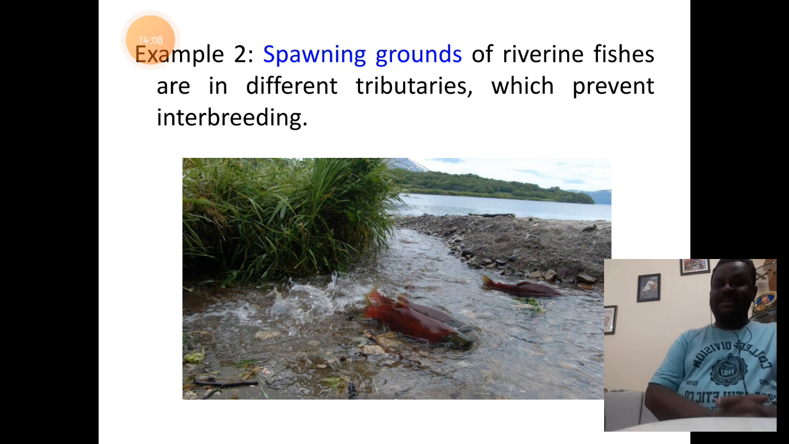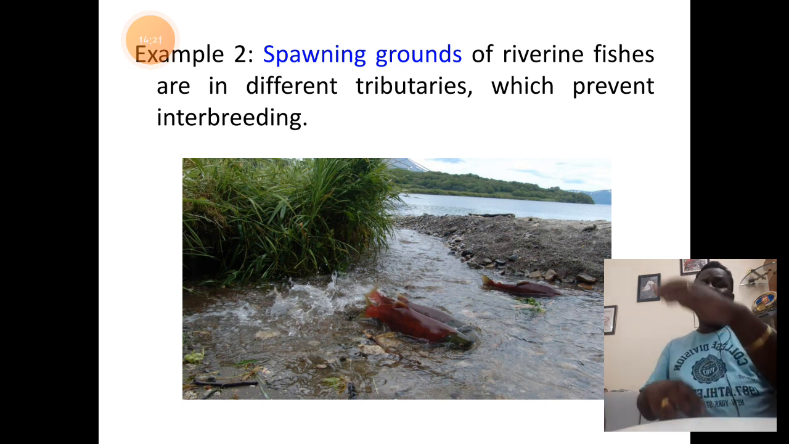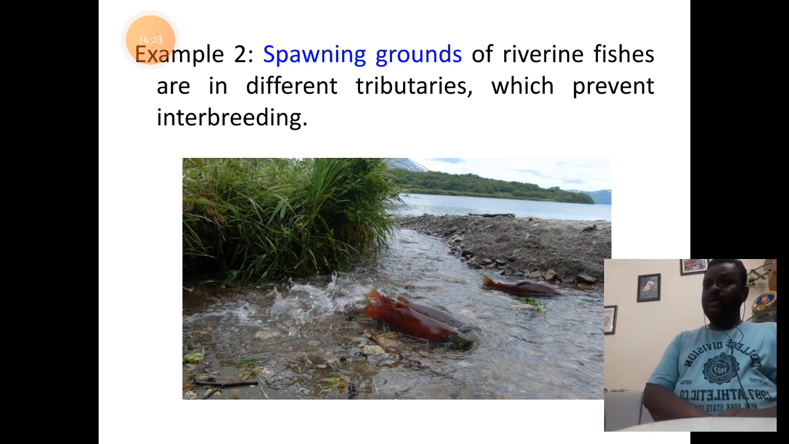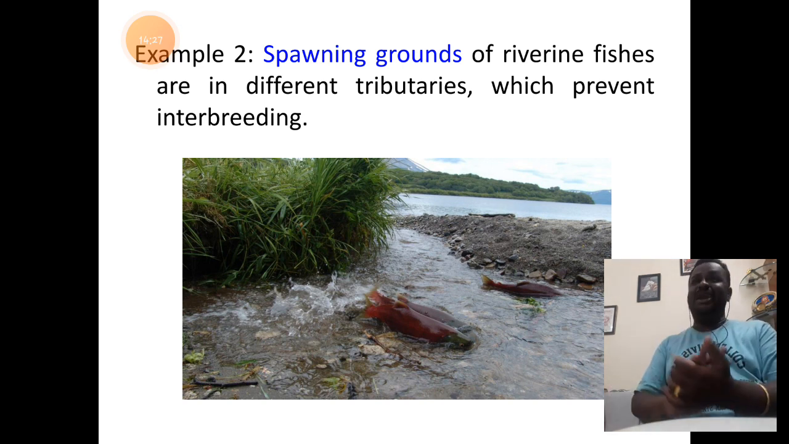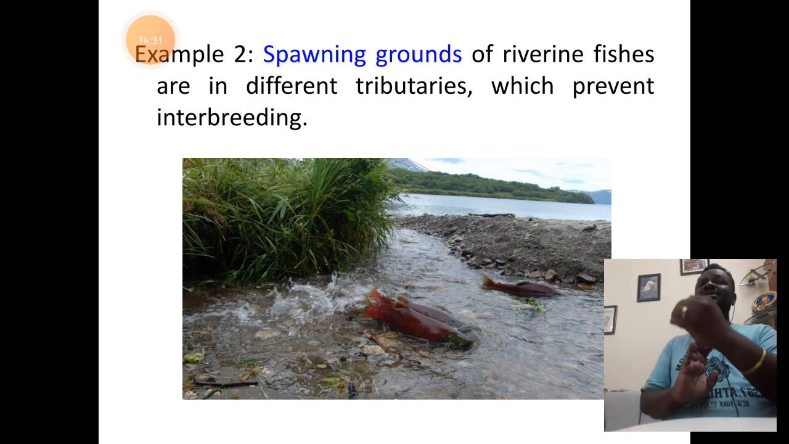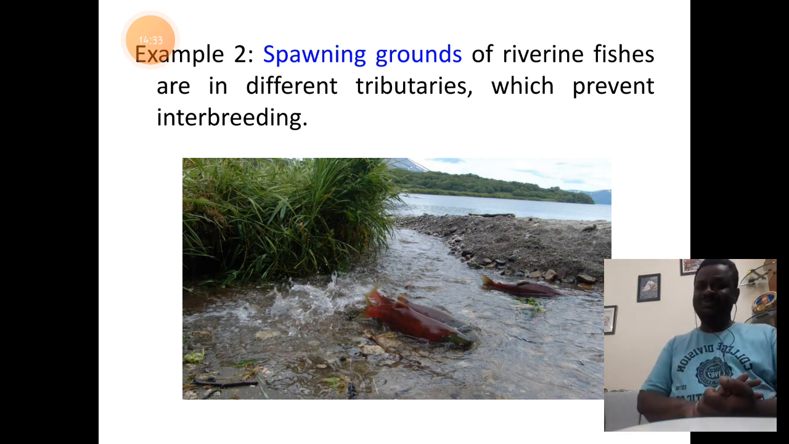Second example is spawning grounds of riverine fishes. Many fishes or fish varieties, during the process of breeding, move to the banks of the rivers. When they move to the banks of the river for the process of mating, they do not mate because they will be selective for the species of their own.